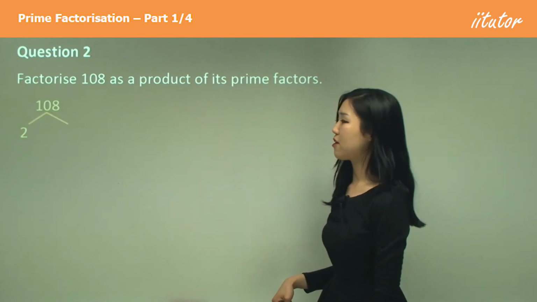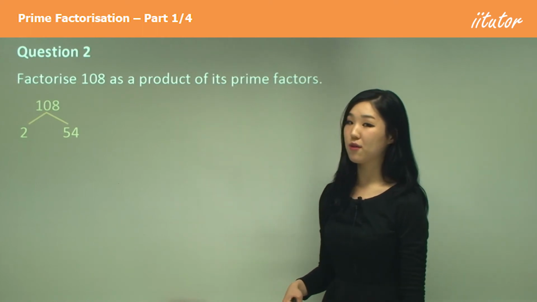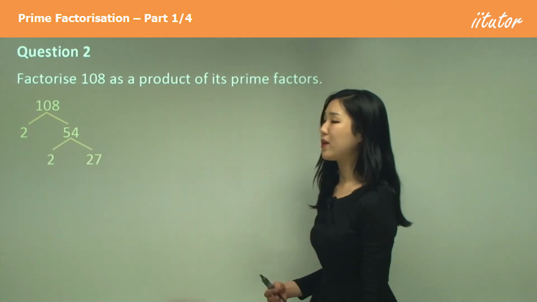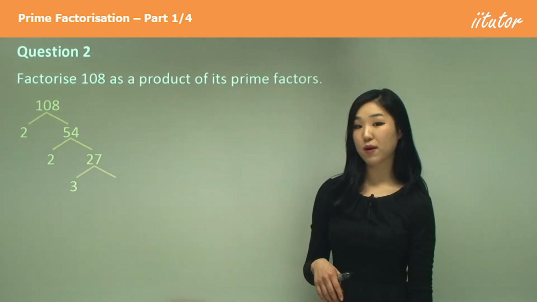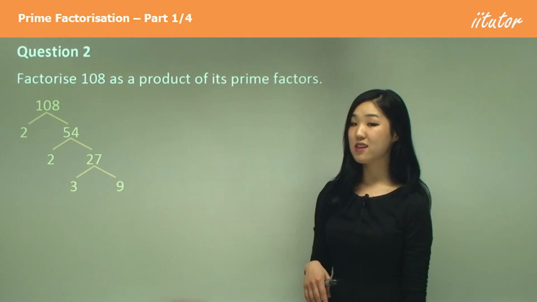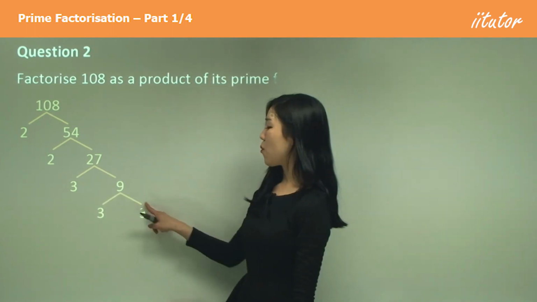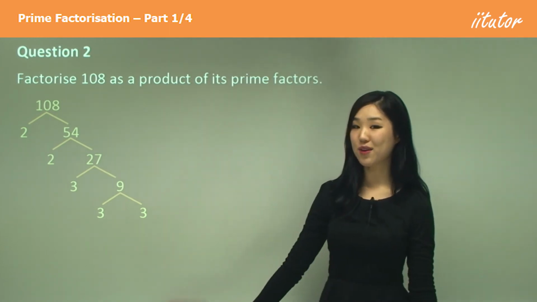So I'm going to start off with 108, and I'm going to divide it by 2 again, which is going to get me 54. Now 54, I'm going to divide it by 2 again, and I'm going to get 27. But 27, I can divide by 3, it should be 9. And 9, I can divide by 3, it's going to be 3. You stop when you can't divide any further. 3 is a prime number, I can't go any further.